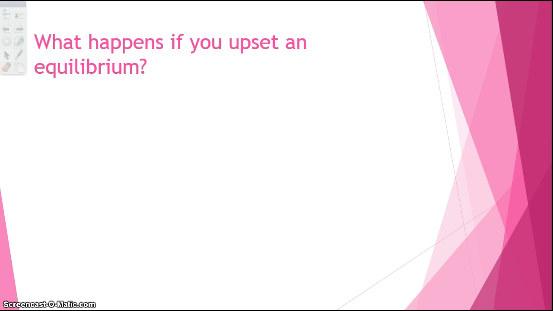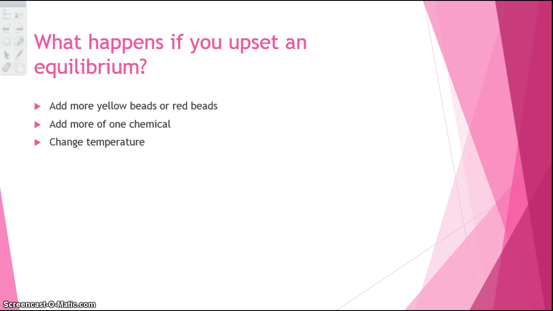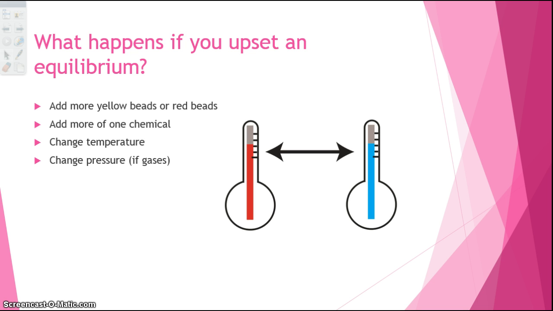Today we're going to learn about what happens if you actually upset an equilibrium. So let's say you added more yellow beads or more red beads or more red and yellow bead combos and then started the reaction again. For a chemical reaction, we wouldn't be adding beads. So what if you take a chemical reaction that's at equilibrium and you add more of one of the chemicals, or you change the temperature, or you change the pressure if it's a gas, or you change the volume if it's a gas, or you precipitate out or somehow get rid of a chemical. What happens to the equilibrium now?